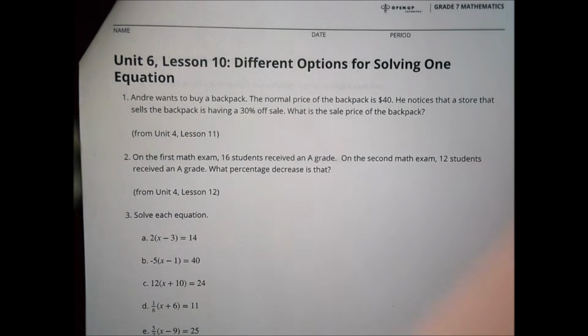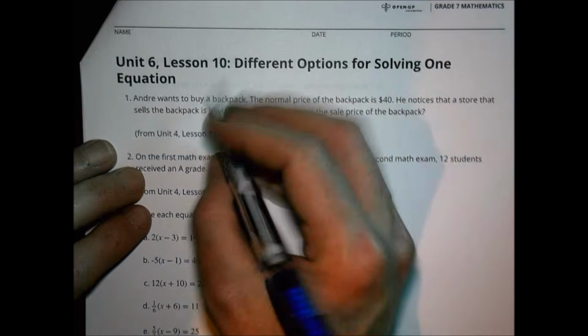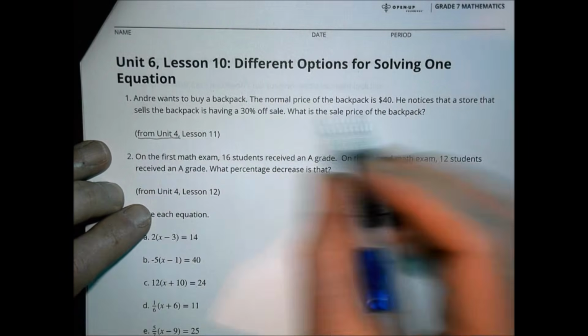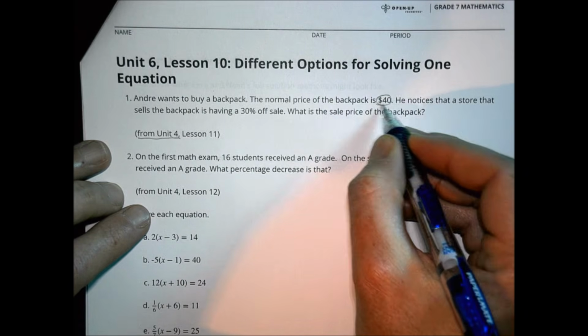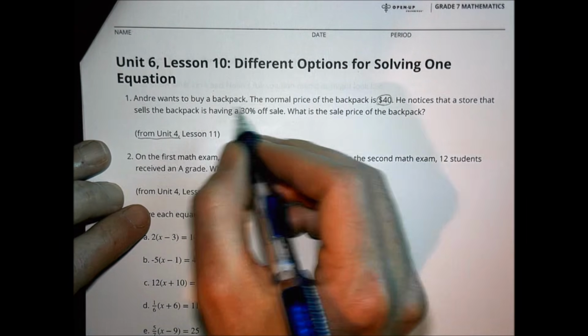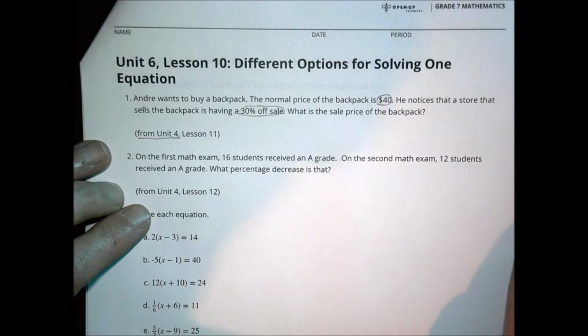All right, so here's the homework for Math 7, Unit 6, Lesson 10. The first one is a review from Unit 4, and we have Andre wants to buy a backpack. The normal price is $40. He knows that a store is having a 30% off sale. So what's the sales price of the backpack?